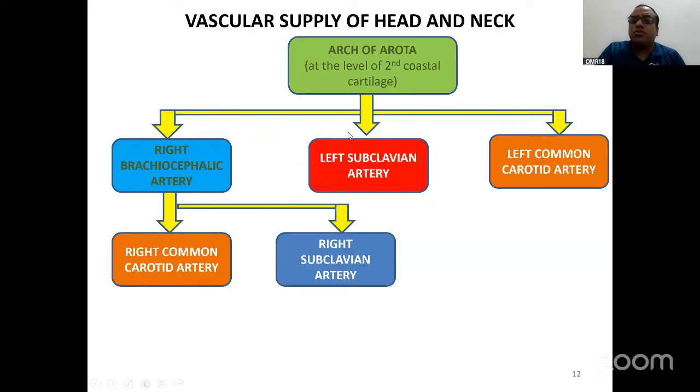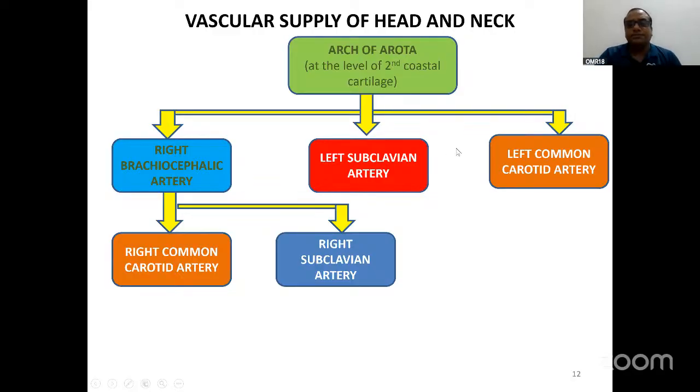If someone asks you what is left subclavian artery, it is a direct branch of arch of aorta. Whereas right subclavian, see this is left subclavian which is there in the red background. This is a direct branch. Whereas the right subclavian is not the direct branch. It is the second branch. It is a branch of right brachiocephalic and then arch of aorta. So this is very important.